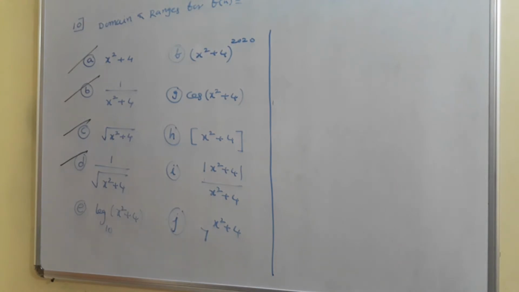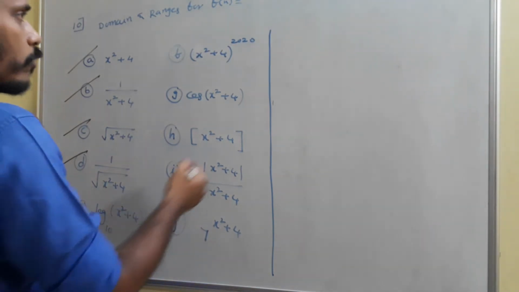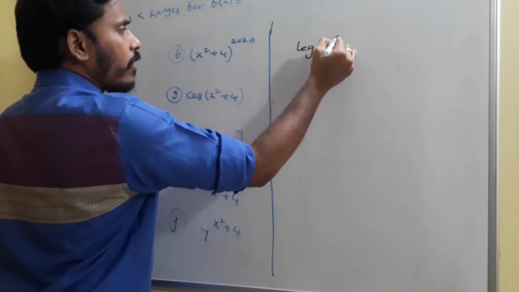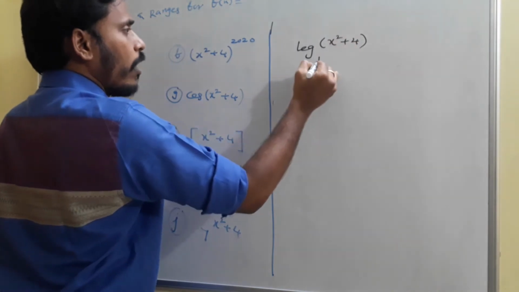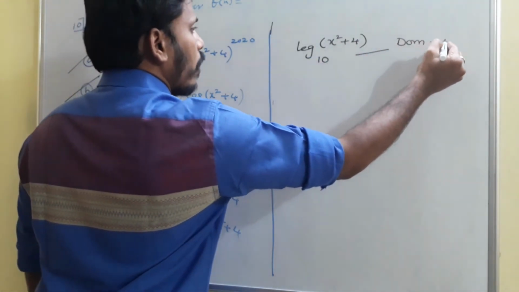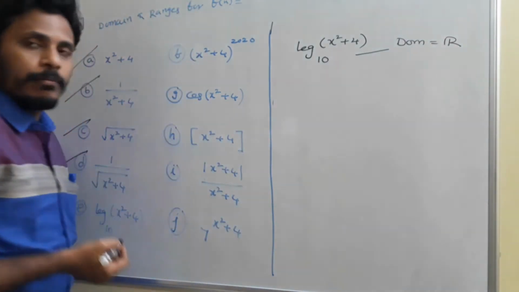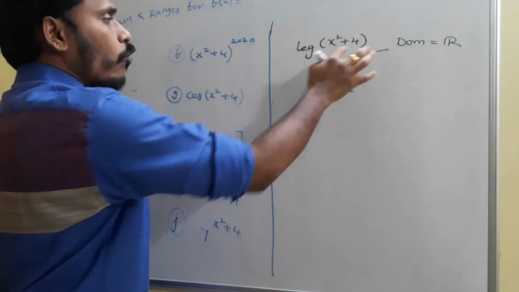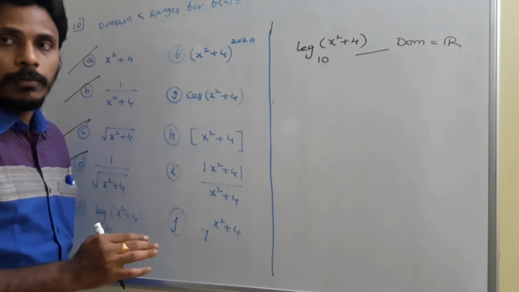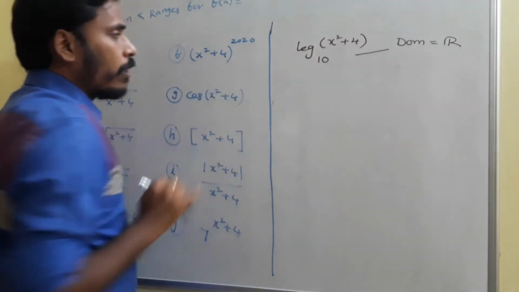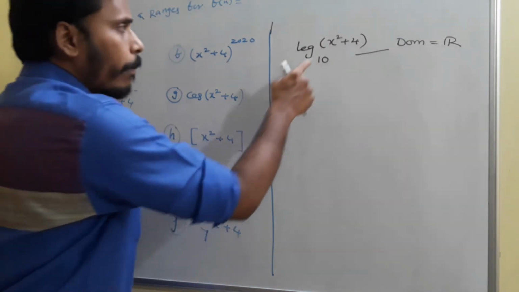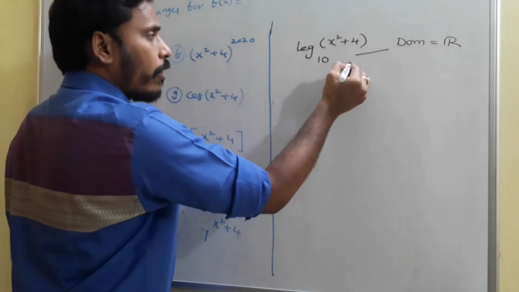And then the E bit, logarithm of x square plus 4 base 10. Again the same logic. Here the function is logarithm of x square plus 4 base 10. The domain is simply all the real numbers. Why? Because if you take any real number in the place of x, x square plus 4 will become positive. Logarithm is defined only for positive numbers. Logarithm of a negative number, logarithm of 0 do not exist, they are not defined. But since it is always positive, the domain is all the real values.